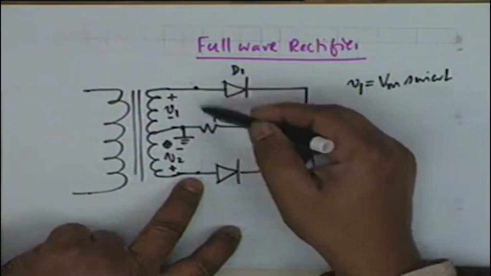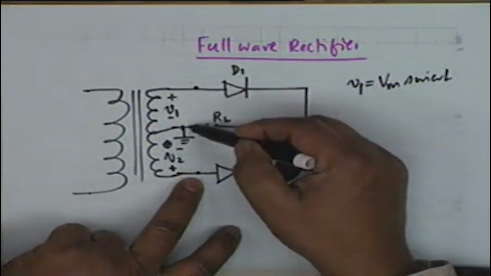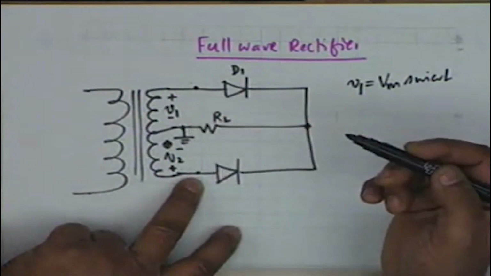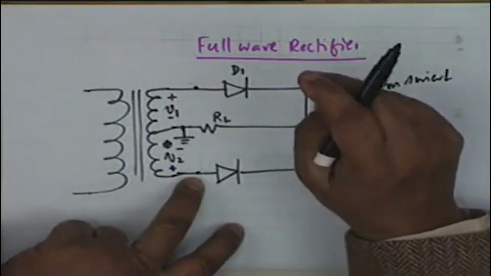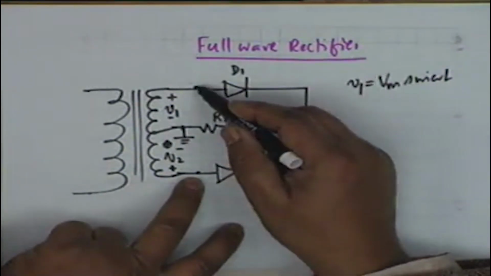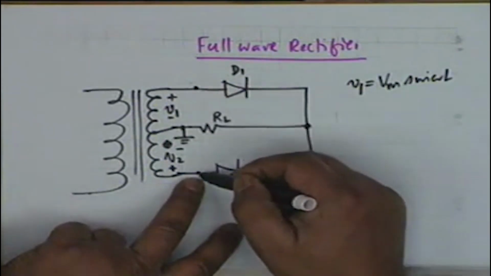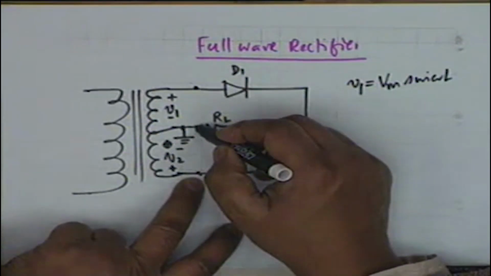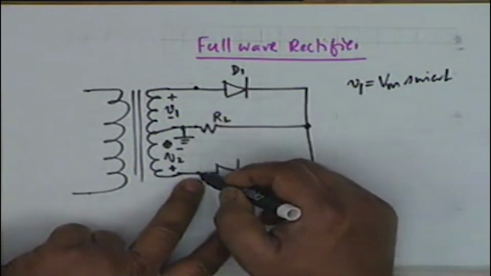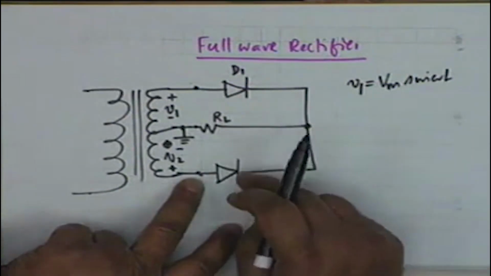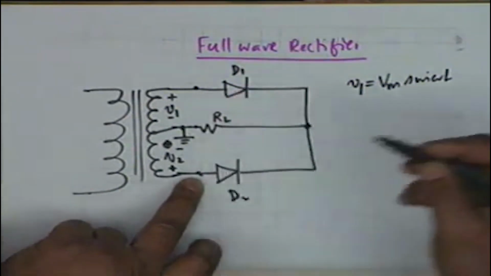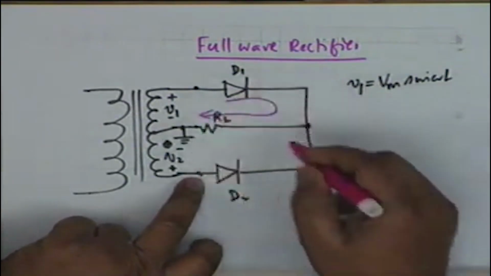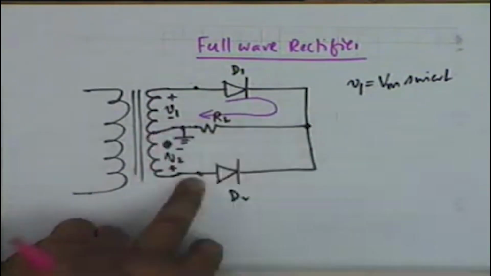Now the total voltage from here to here is V1 plus V1 minus V2, because I have taken the opposite polarity. You need not bother about the polarity now, but the only thing you have to consider is when this point is positive with respect to the center tap, and the center tap is positive with respect to the lowest point, it is only D1 which can conduct, D2 cannot. When D1 conducts, the current flows through RL and goes back to the transformer center tap.